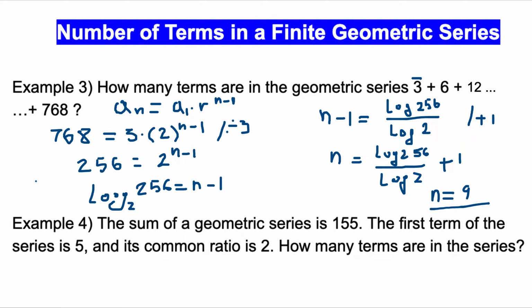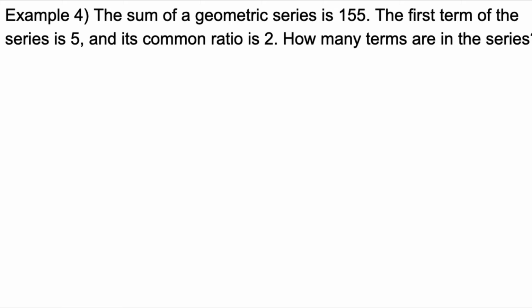For example 4, we go to the next slide. Example 4: the sum of a geometric series is 155. So the sum S_n is equal to 155, and the first term of the series is 5, so a_1 is equal to 5. And the common ratio r is equal to 2.